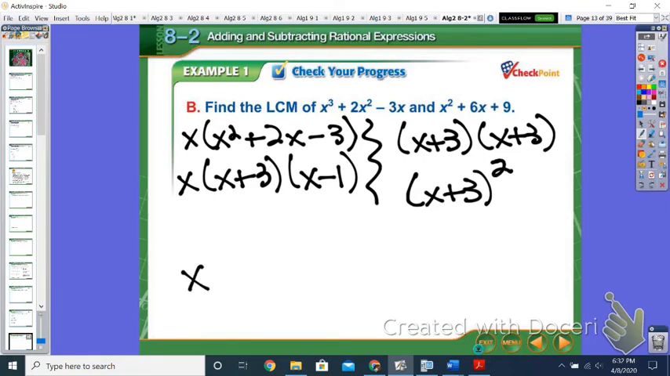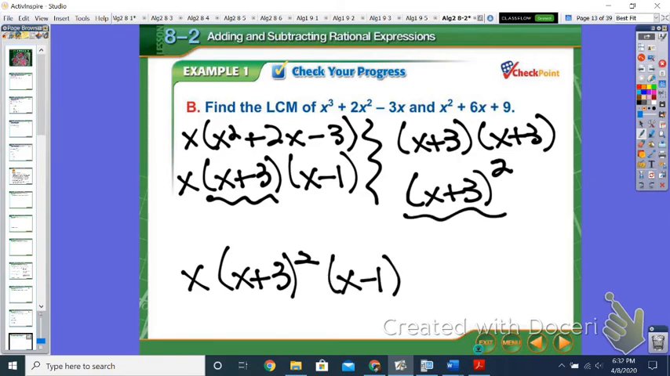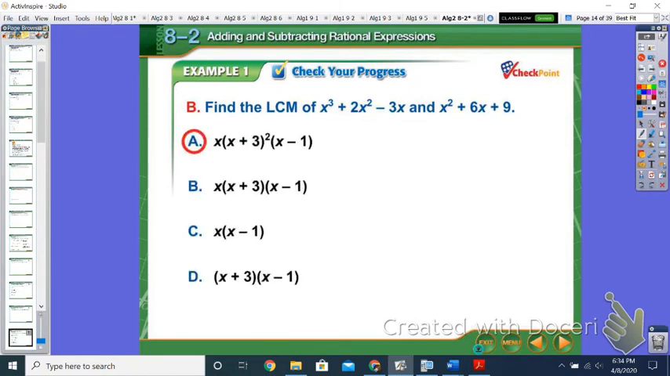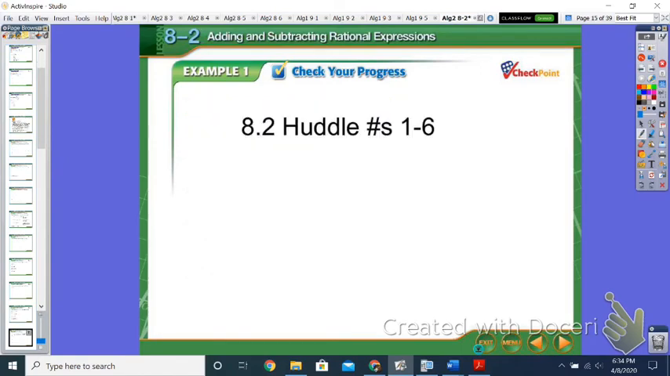So we need the x to the first power, we need the x plus 3 to the second power, because that's higher, and then we just need that x minus 1. So you need to write every factor at least to the power of 1, right? If a factor shows up, we need to include it in our answer. And then we need to take the highest exponent of each factor. So if I have x plus 3 and x plus 3 squared, I want the x plus 3 squared. And again, the order does not matter too much. You do not need to multiply those out or anything else.